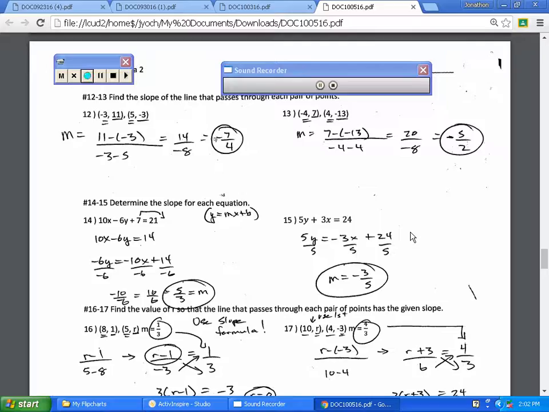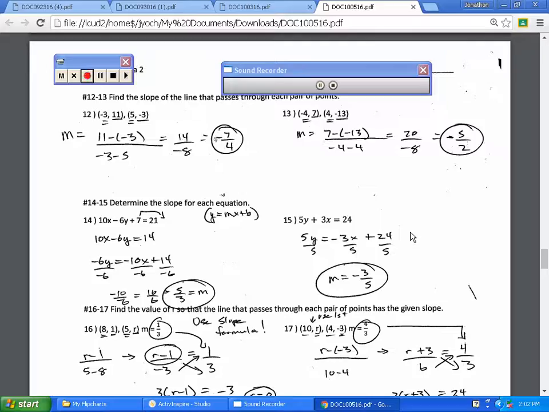You get -6y is -10 plus 14. Divide everything by -6. I care about that number attached to x. Currently it's -10 over -6. That's a positive 10 over positive 6, which is 5/3. That's the slope.